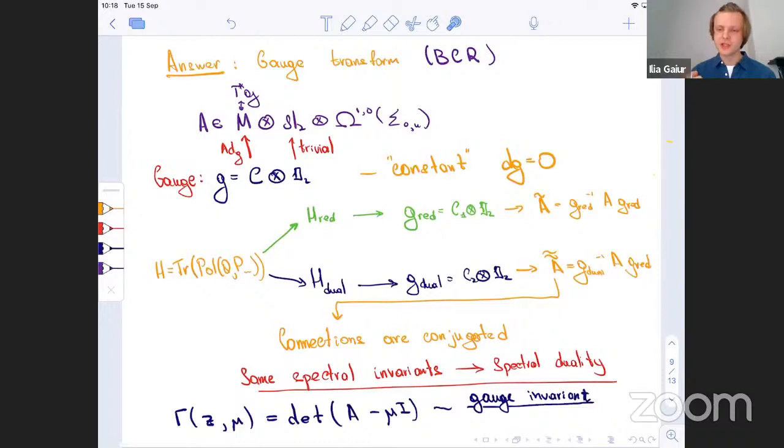As you can see, the formula of the gauge means that we act on our phase space as an adjoint action of G, and we act trivially on the SL2. So doing the reduction from the point of view of symplectic reduction, we obtain two different Hamiltonians, the reduced one and the dual one. To each of these Hamiltonians we have different gauges, reduced one and dual one also. And the connection which we obtain after the gauge transformation has the following form. So you can see that they are just conjugated to the initial connection, so they are conjugated to itself. This means that we have the same spectral invariants for these two systems, because the spectral curve is gauge invariant, and that's why we call this duality a spectral duality for these two systems.